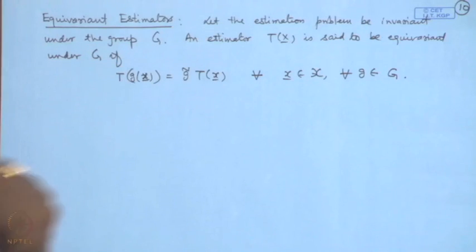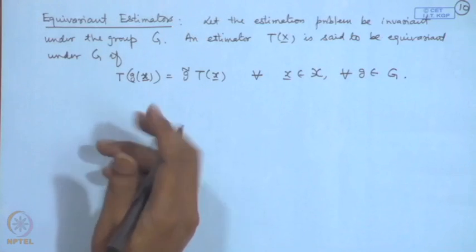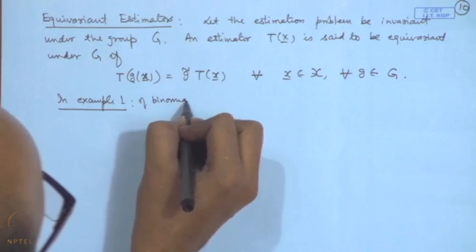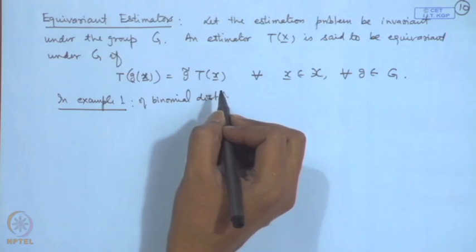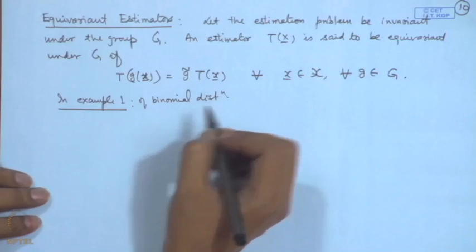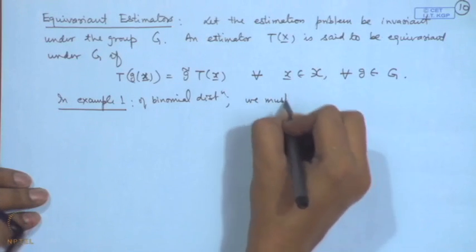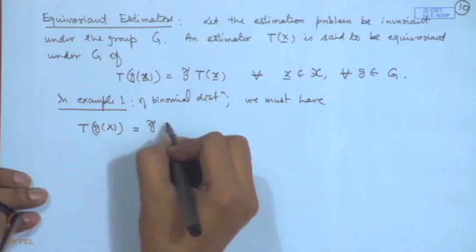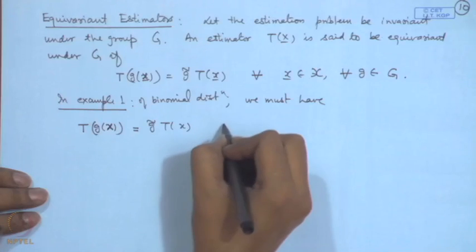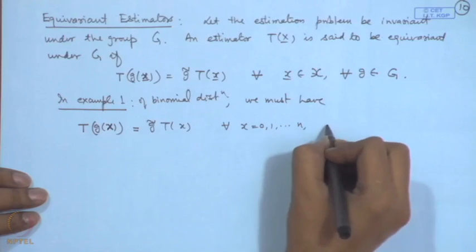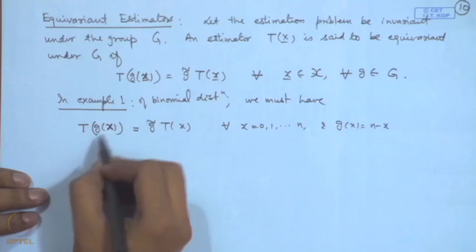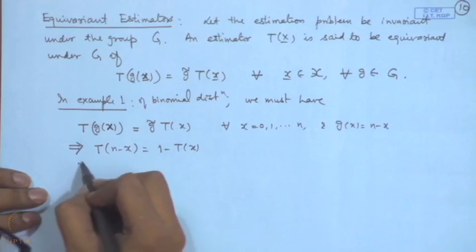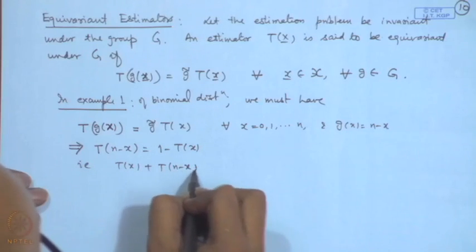Let us take the example of binomial distribution that I have discussed just now. So, in example 1 of binomial distribution, let us consider the form of an equivariant estimator here. We should have T(g x) = g tilde of T(x) for all x = 0, 1, ..., n, and g x is n minus x. So, this condition will give us T(n minus x) = 1 minus T(x), that is T(x) + T(n minus x) = 1.